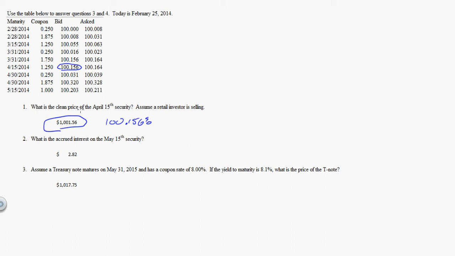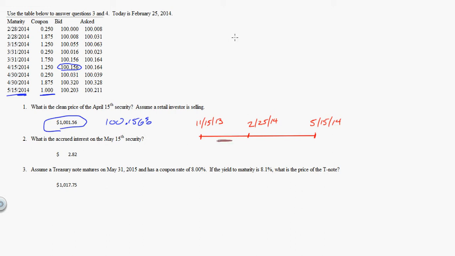Okay, so the accrued interest for the May 15th security, let's draw this timeline over here. Let me do this in a different color for you. So the May 15th 2014, we'll pay May 15th 2014. Today is 2/25/2014. This last paid 11/15/2013. So I need to figure out the number of days in this period right here.